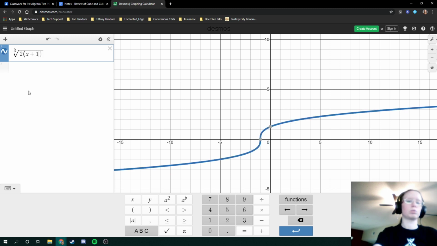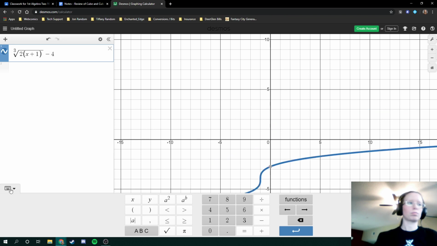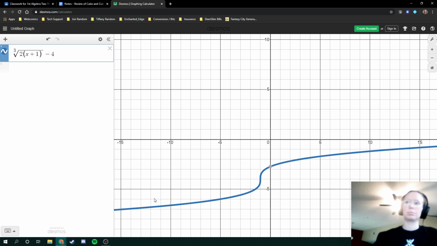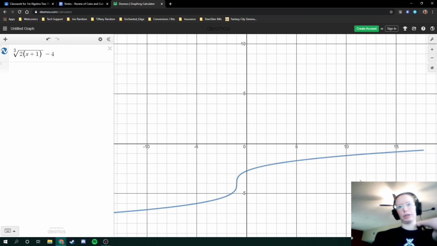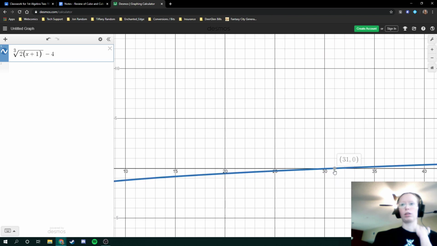2x plus 1 minus 4. Okay, so let's see. There's my y-intercept this time at negative 2.74. And my x-intercept is at 31.